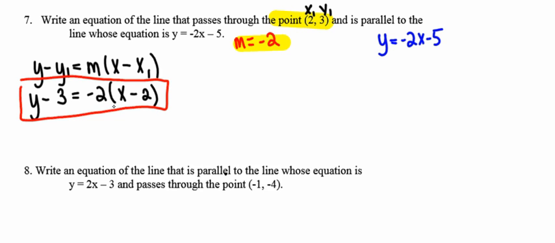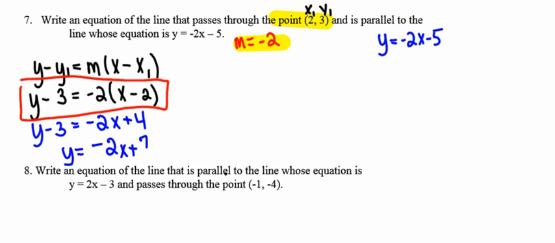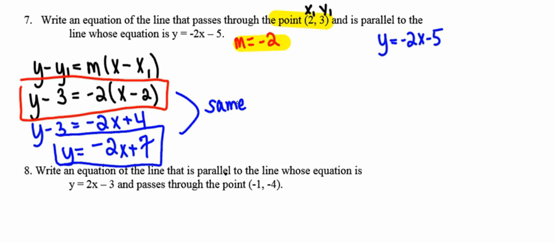If you're really uncomfortable seeing it written in this form, feel free to go ahead and distribute the negative 2 on the right-hand side. And then we can go ahead and add 3 to both sides. And if you're more comfortable seeing it in that form, you're more than welcome to express it this way. But these two lines are two different ways of writing the exact same line. And unless it specifies, you're more than welcome to express it either way. Either answer is correct.